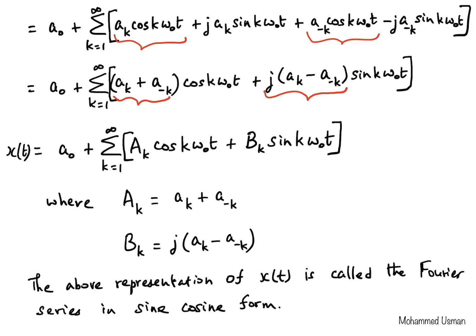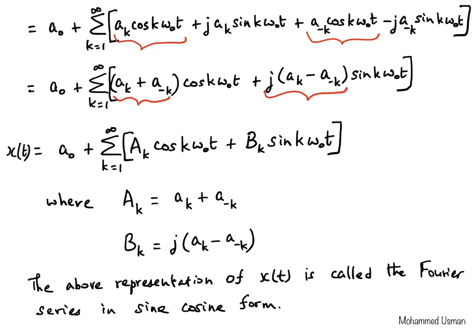Now we have our signal x of t represented in terms of cosine and sine functions. We call this representation of the signal x of t the Fourier series in the sine and cosine form. Previously we had seen the exponential form of the Fourier series, and now we have converted it to the sine-cosine form.